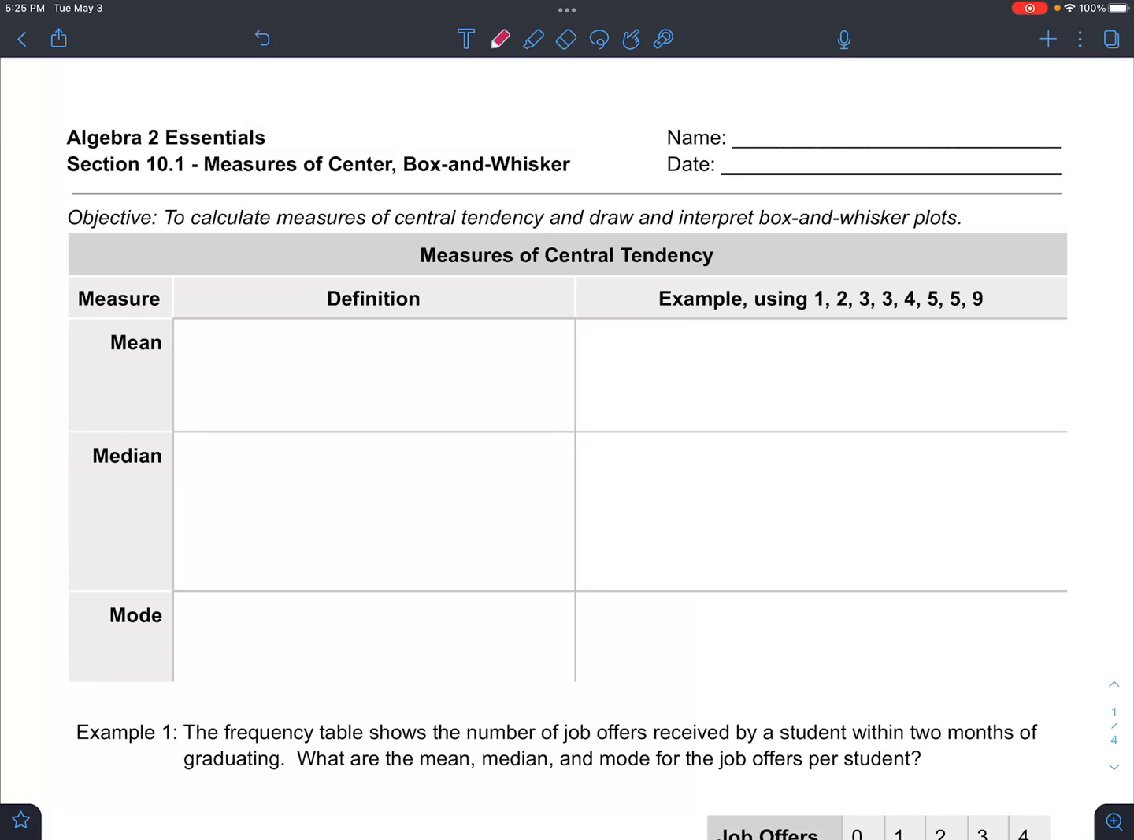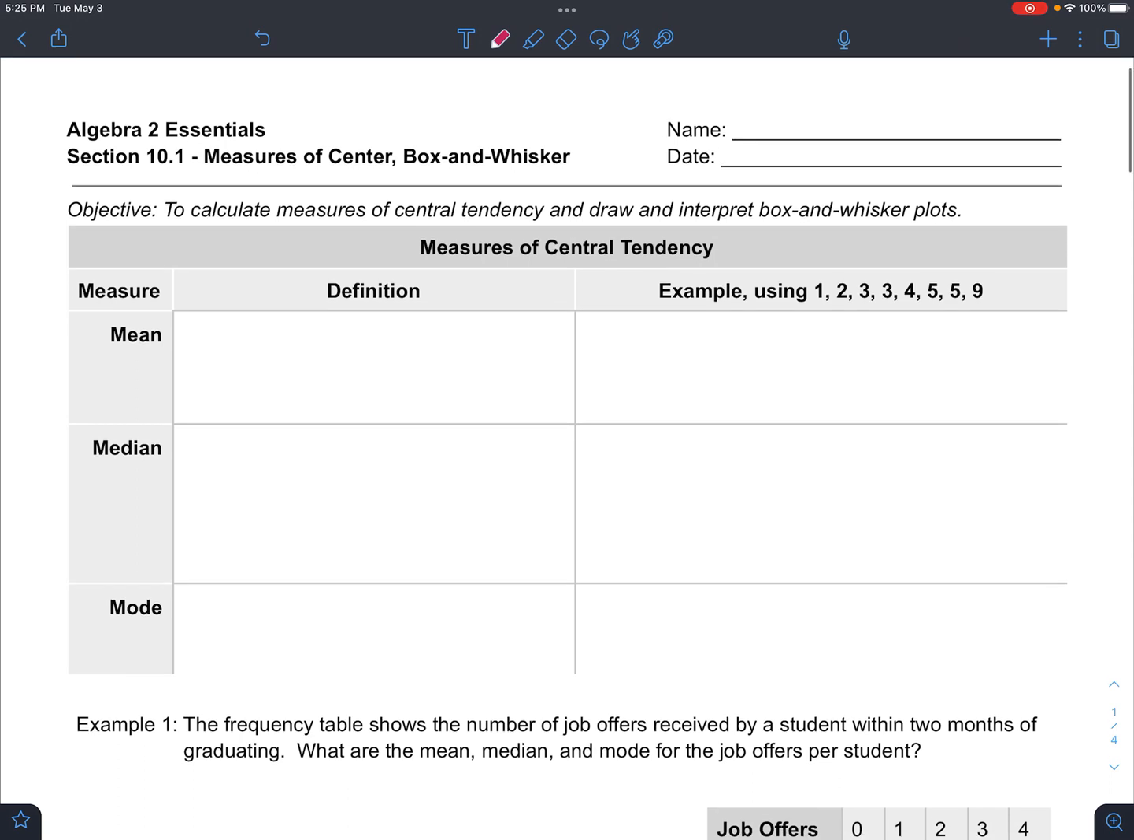Hey there, we're going to start talking about our last unit on stats, and we're going to begin talking about some of the more basic things like the measures of center and a way to display data called the Box-and-Whisker plot. It is a bit windy today, so if you can hear any of that, that's what that is.